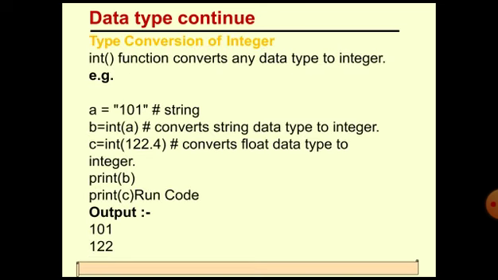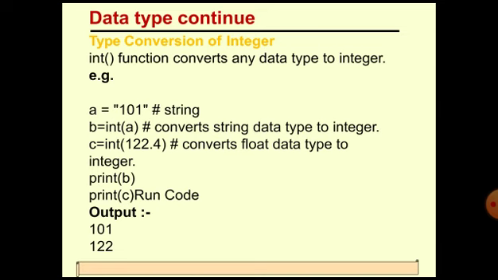Now we come on to the type conversion of an integer. The int function is used for converting any data type into an integer. This function is very helpful because whenever a user enters any number during execution of your Python program, the entered value will always be a string value. Before using that string value in your program, you have to convert it into an integer value. So we will use the integer function, or the int function.